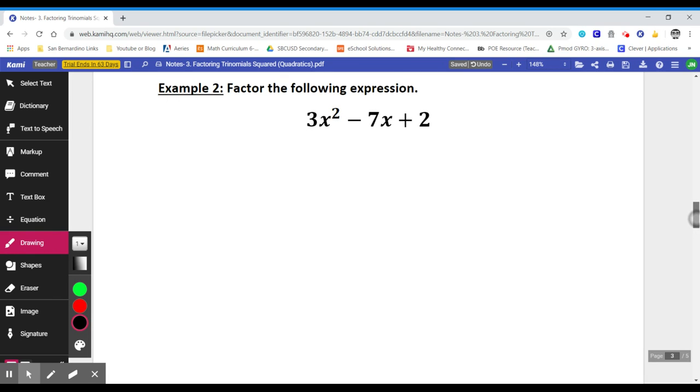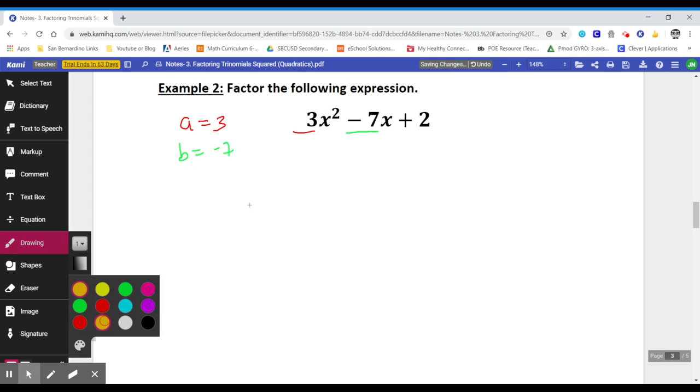So example number 2, factor the following expression. So we have these 3 terms. Again, it's already organized for us. The number in front of the x squared is a, so I'm going to say a is equal to 3. The number in front of the x is equal to b, which in this case is equal to negative 7. The number that doesn't have a variable is c, so in this case c is equal to positive 2. Now I have to go ahead and follow the rest of the steps.